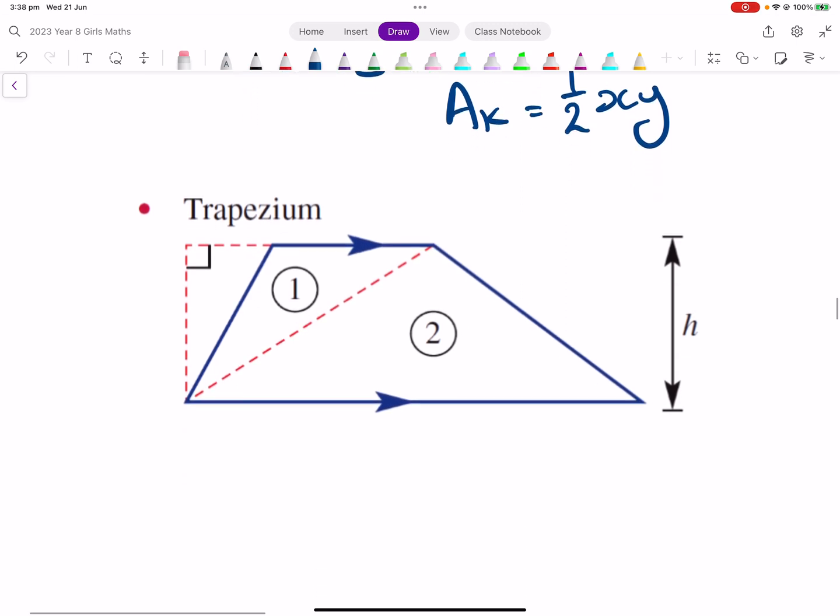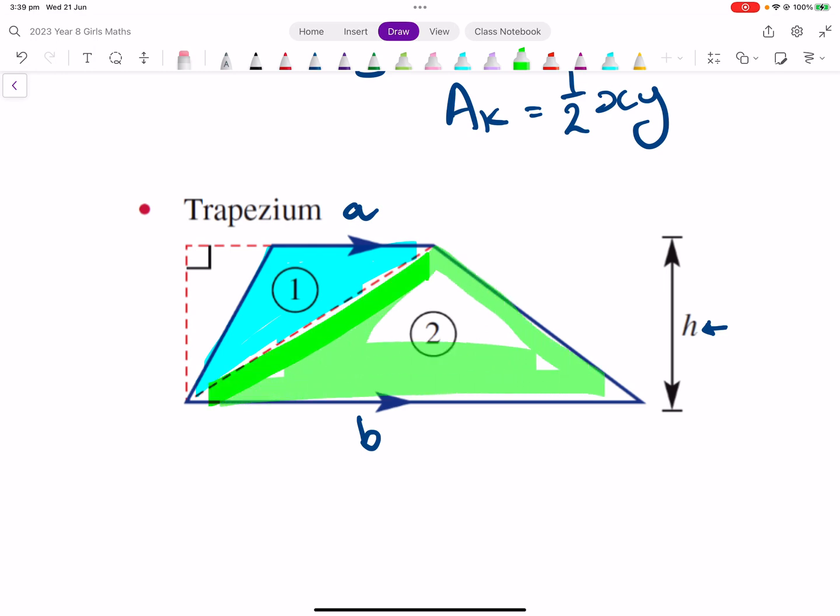All right, let's have a look at a trapezium. The first thing we're going to do is label these sides. The length of each of the two parallel sides, we call A and B. And the distance between the two parallel sides of the trapezium we call H, for its height. Now, one of the things that I reckon is really cool about this is that what you've got here in a trapezium is actually just two triangles: triangle number 1 and triangle number 2.